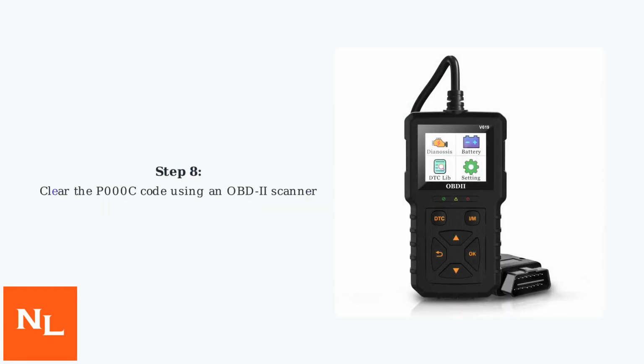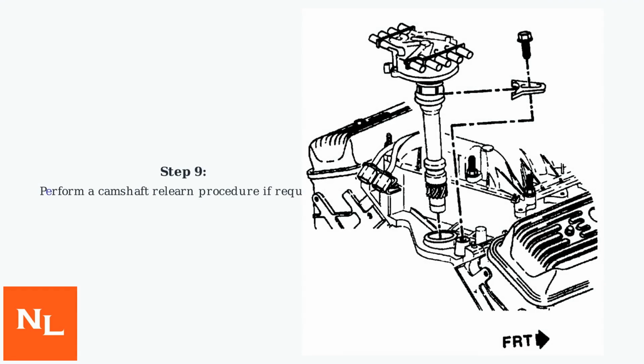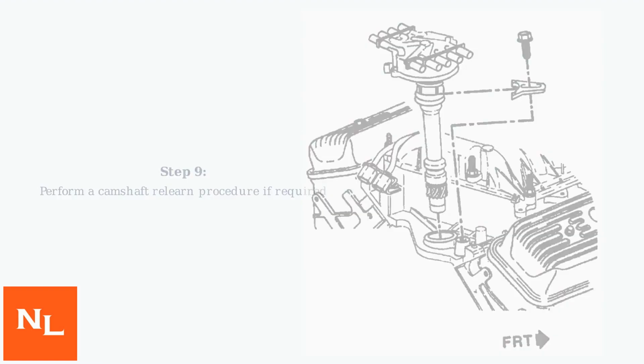Clear the P000C code using an OBD2 scanner. Connect the scanner and follow the prompts to erase the diagnostic trouble code. Finally, perform a camshaft relearn procedure if required by the vehicle's manufacturer. This may involve specific driving conditions or scanner commands.